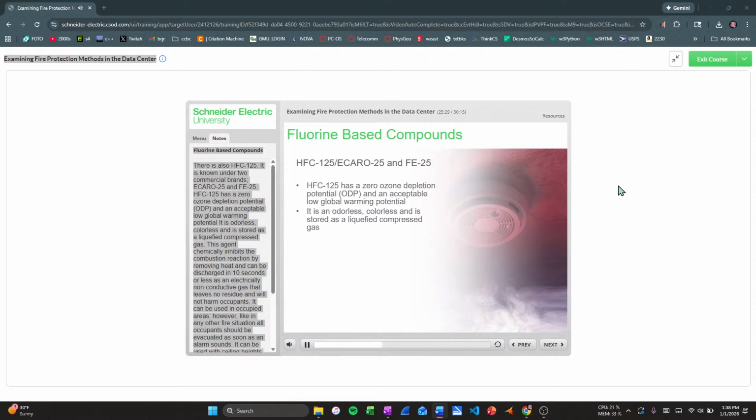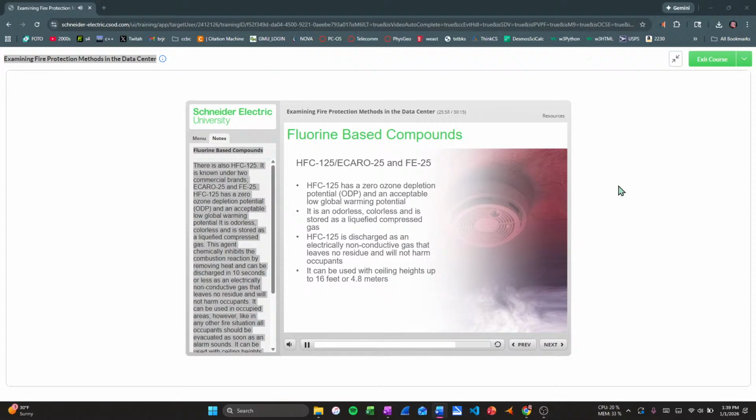This agent chemically inhibits the combustion reaction by removing heat and can be discharged in 10 seconds or less as an electrically non-conductive gas that leaves no residue and will not harm occupants. It can be used in occupied areas. However, like in any other fire situation, all occupants should be evacuated as soon as an alarm sounds. It can be used with ceiling heights up to 16 feet or 4.8 meters.